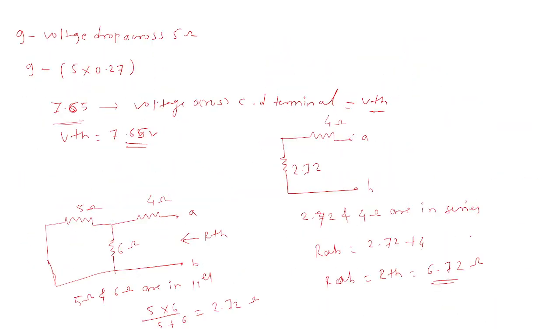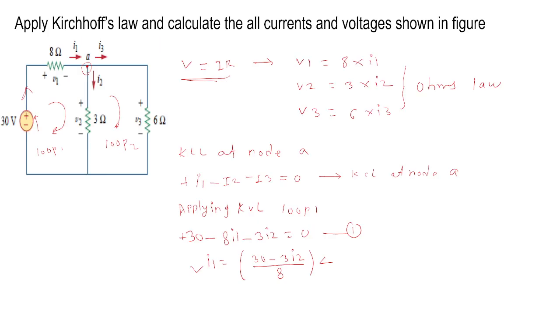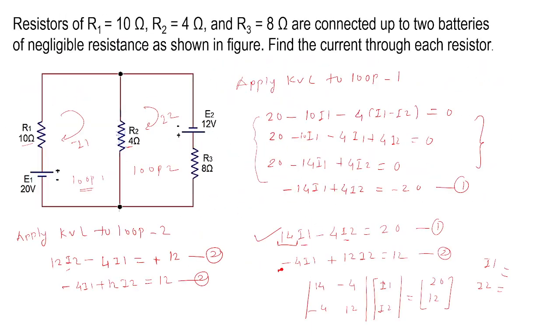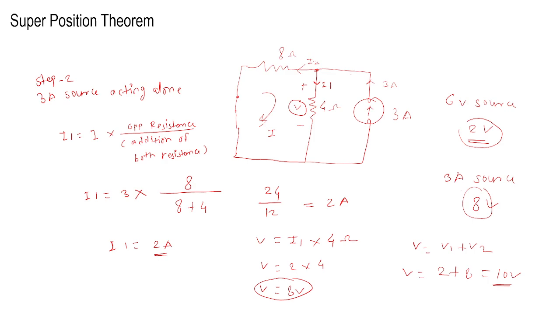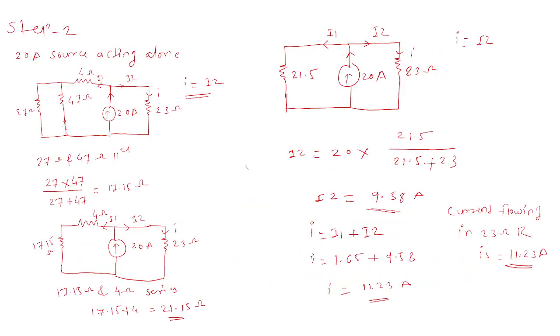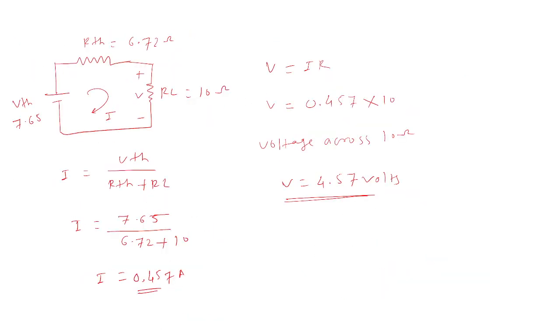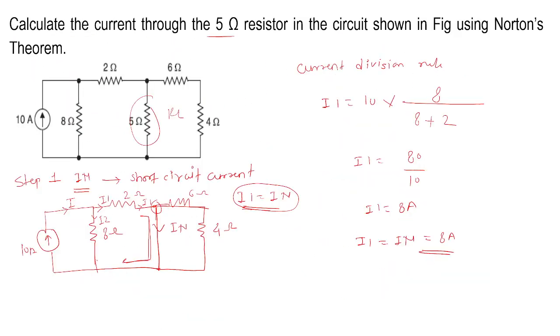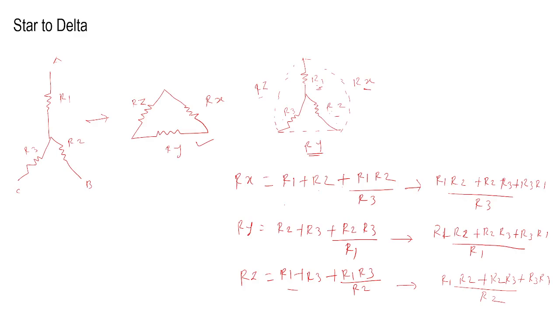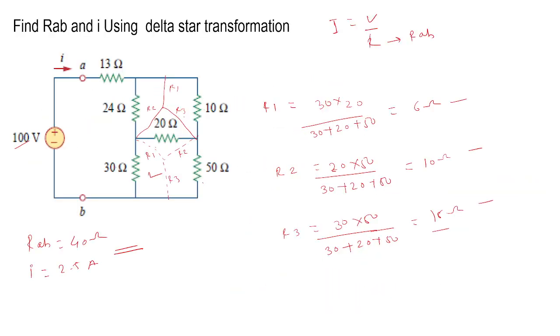See, right from the beginning, we have discussed KVL, KCL. After that, example on that. Then example of superposition theorems. After that, Thevenin's theorem. After Thevenin's theorem, then Norton's theorem. After Norton's theorem, we have discussed star to delta conversion and delta to star, and example on that. So that is the unit number 1. I hope it is clear.